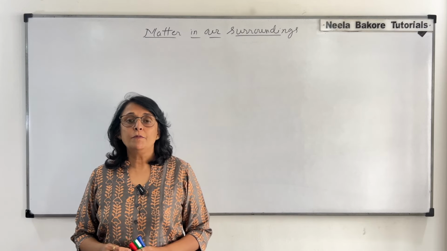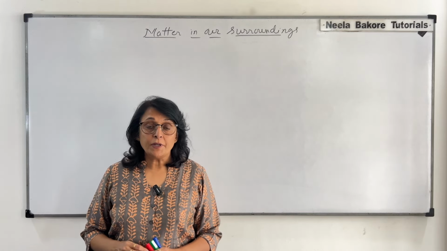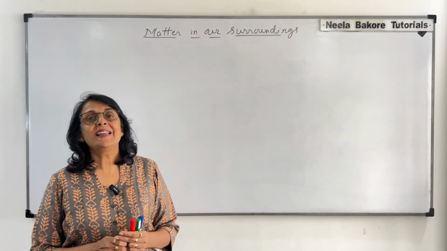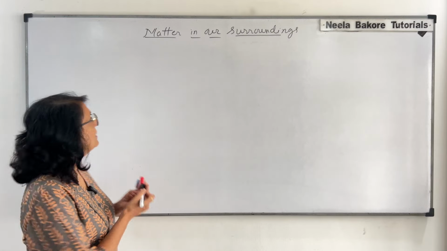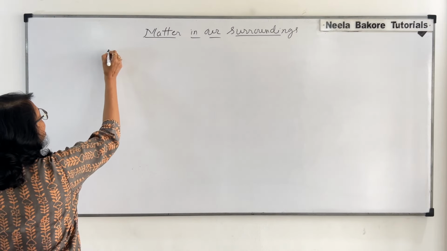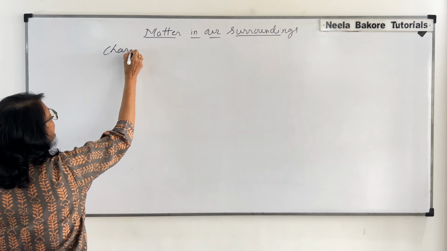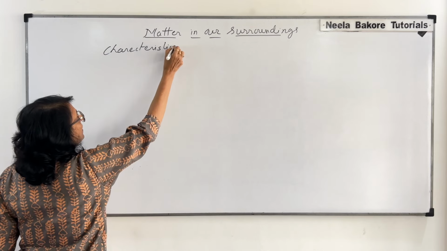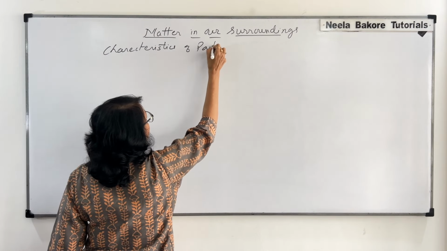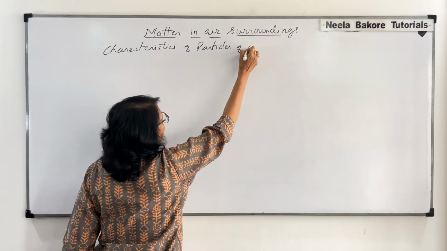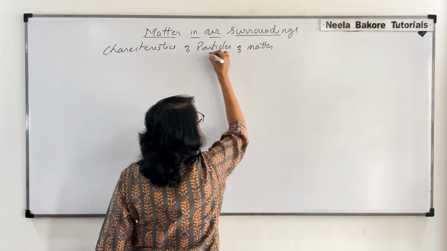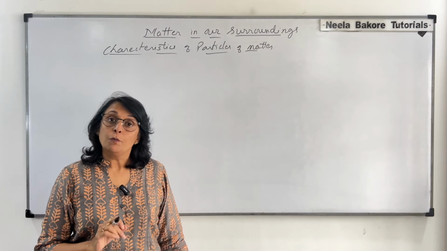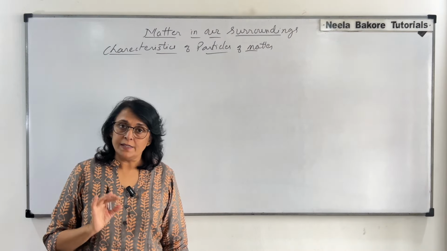In the previous part, we talked about some basic properties of particles of matter. So now we will take up some important characteristic properties of the matter, or we can say characteristics of particles of matter. And we will try to understand these characteristics or properties with some more examples in detail.